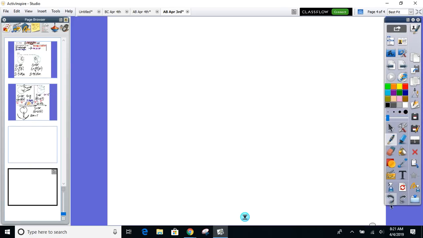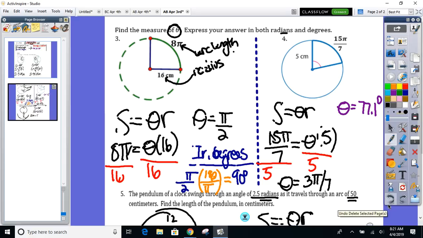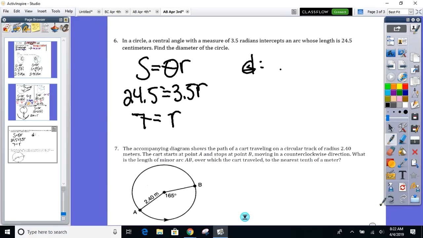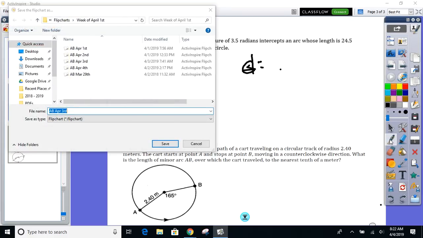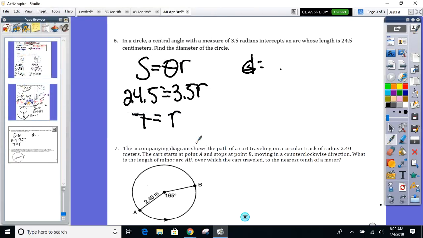Take my diameter, and take 7, multiply it by 2. So the diameter came out to be 14 units, centimeters. Okay.